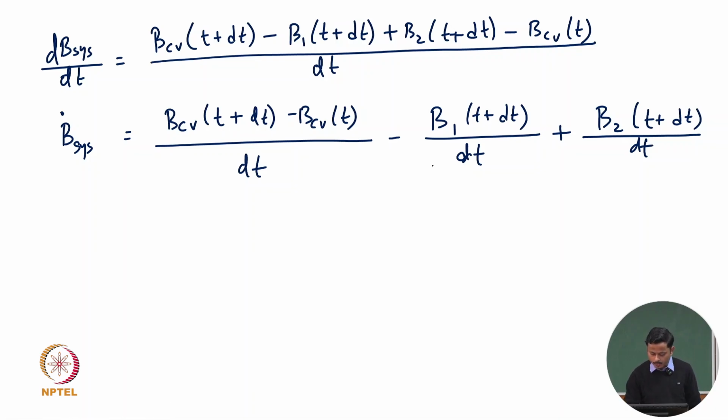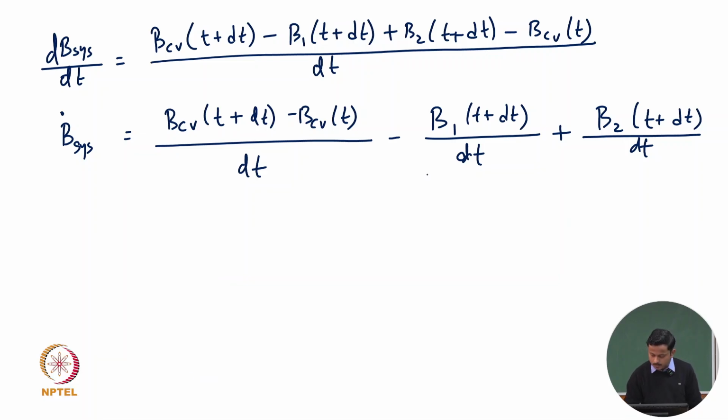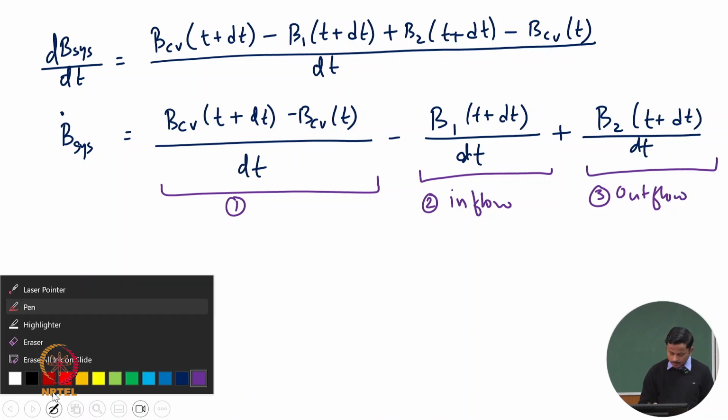So this is a term which gives us the inflow. This is a term that gives us the outflow. Flow through the control surface. Okay, so we need to derive some expression for these two terms, that is term 2 and term 3 here. This is term 1, let's say. So we are deriving some expressions for term 2 and term 3.